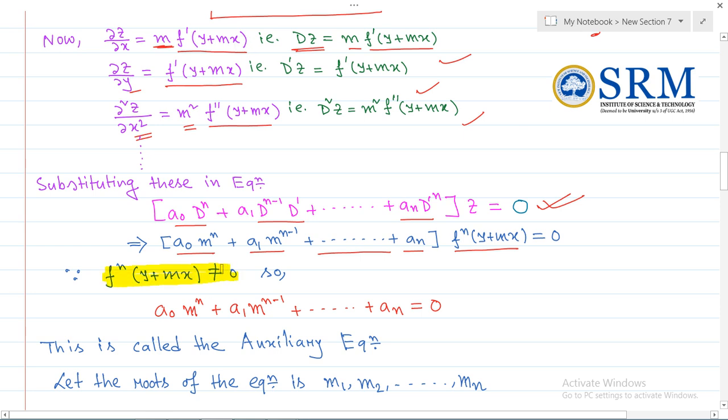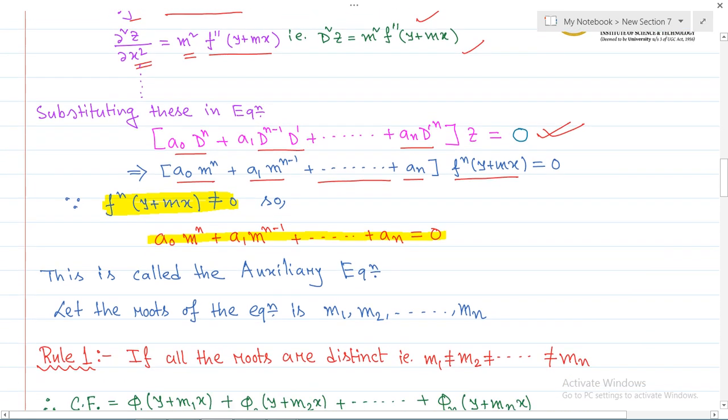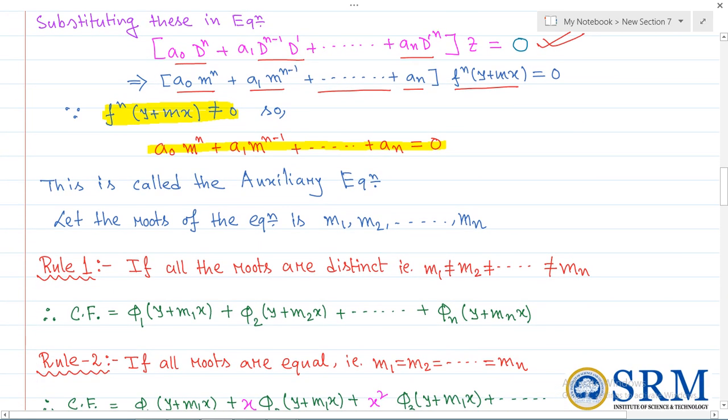what will be the 0? Because this product is equal to 0, one of these two terms must be 0. Therefore a0 m to the power n, a1 m to the power n minus 1, plus dot dot an, this equation is going to be 0. So this equation is known as the auxiliary equation of the given equation, the auxiliary equation of the reduced equation or the given equation.